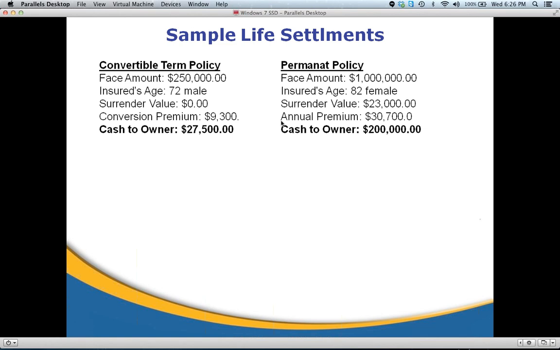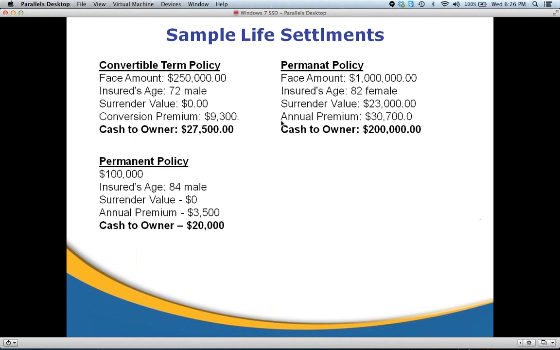Now, here's an example of a permanent policy. This is a $1 million face amount, an 82-year-old female. The surrender value is $23,000. So if she just stopped paying her premiums, she was going to get $23,000. Her annual premium is $30,000. So obviously, if she pays just one more year of premium, she's spent more than what the cash value is worth. So this policy was sold, and she was able to get $200,000 for that policy. You can see considerably more than that $23,000 cash surrender value, 10 times more.